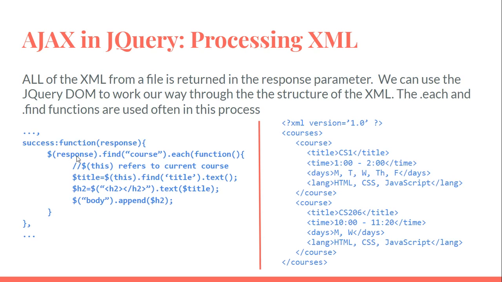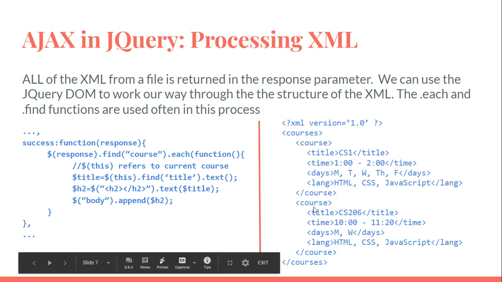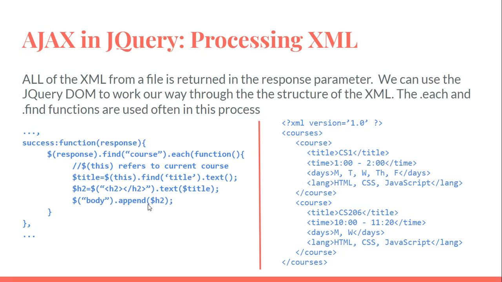It comes back up around. It now goes to the next course in the list. It finds its title and gets the text out of there, pushes that into an H2 and appends it to the body. And so now, when this runs, somewhere in the body I'm going to have CS1 and CS206.